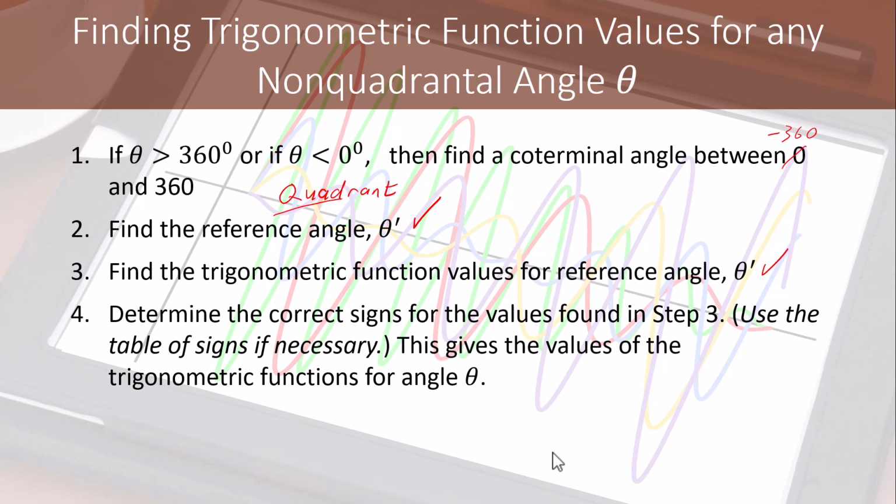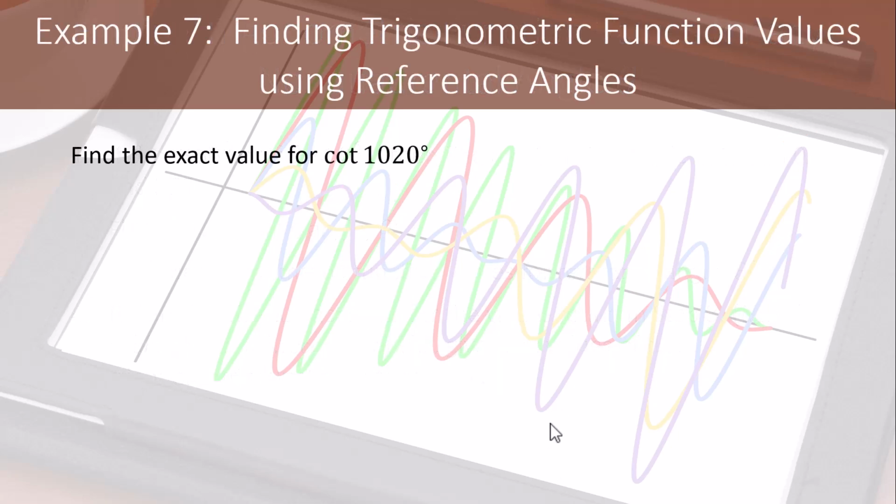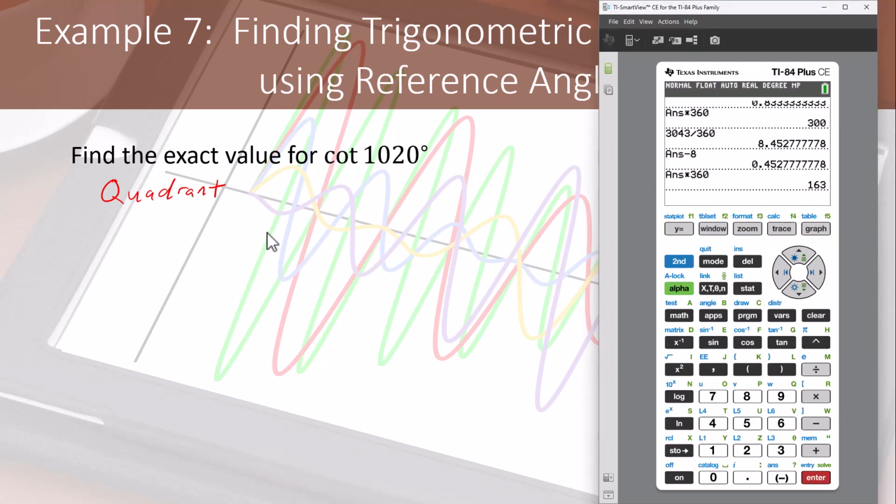And that brings us to our very last problem, at least for this video, and that is to find the exact value for cotangent 1020 degrees. Well, we can't do that until we figure out what quadrant that is in. So to find that quadrant, we need to find the coterminal angle between negative 360 and 360. And we can find that by dividing 1020 by 360.